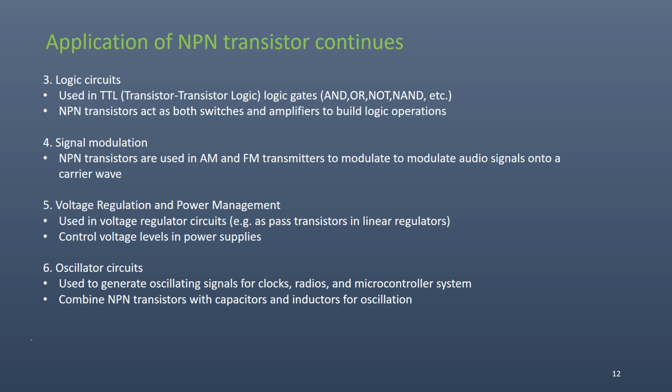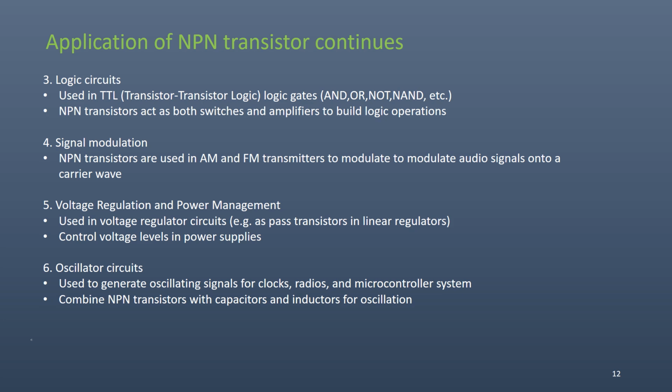Then we have logic circuits, used in TTL, transistor-transistor logic gates: AND gate, OR gate, NOT gate, NAND gate, etc. NPN transistors act as both switches and amplifiers to build logic operations. Then we have signal modulation. NPN transistors are used in AM and FM transmitters to modulate audio signals onto a carrier wave.